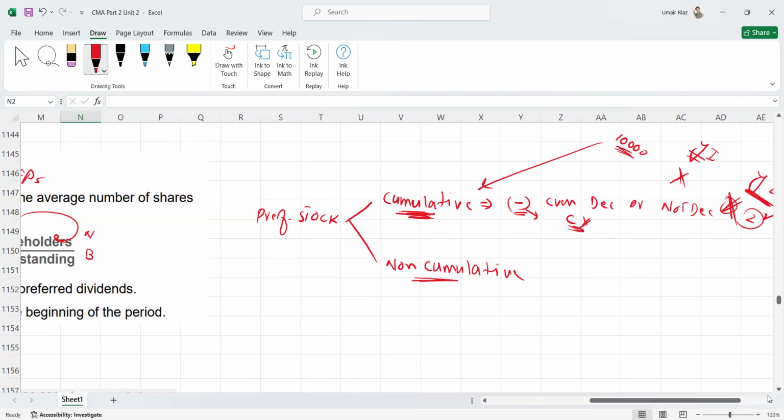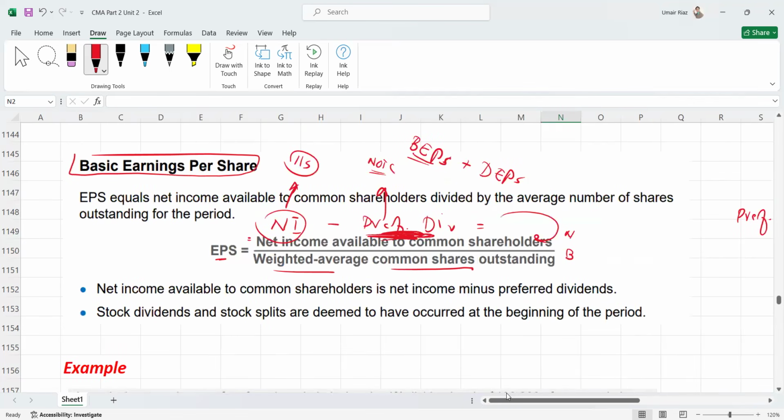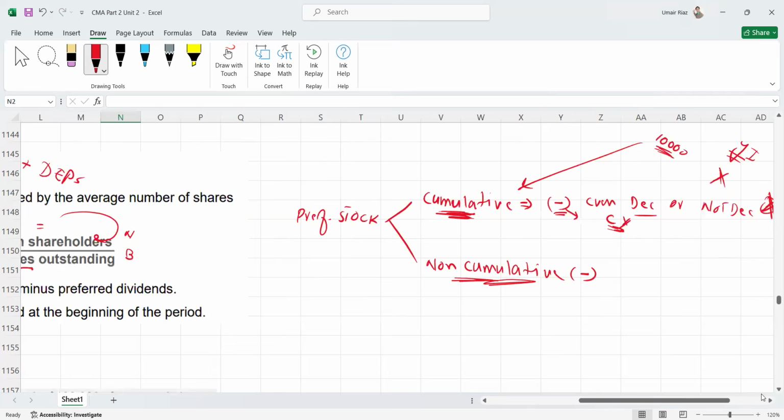Okay, only current year dividend, even if it is declared by the board of directors, or even if it is not declared by the board of directors. But if this preferred stock is non-cumulative, please remember we will deduct from the numerator here as a preferred dividend if it is declared. If it is not declared, then please don't deduct. If it is declared, then you will deduct only. But again, the rule is whenever you deduct only, you will take current year values.